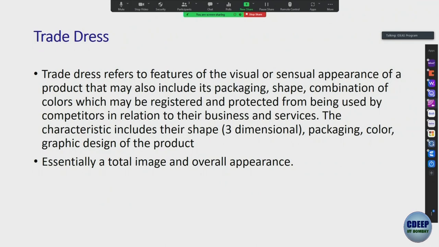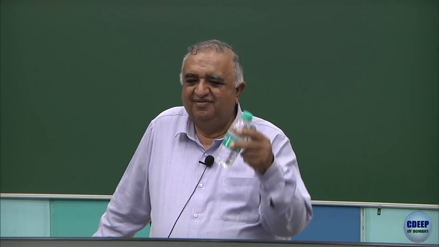Then there is a concept of a trade dress. You have a trademark, Bisleri. This is a bottle. The design is a green color. This whole thing constitutes a trade dress. Bisleri is a trademark, but how this whole package looks, the shape, the combination of colors, all this put together constitutes a trade dress.